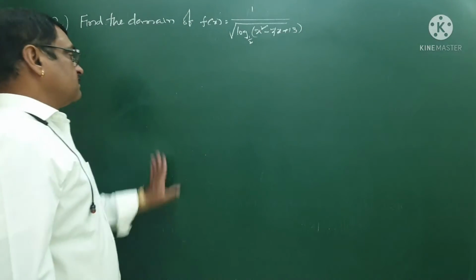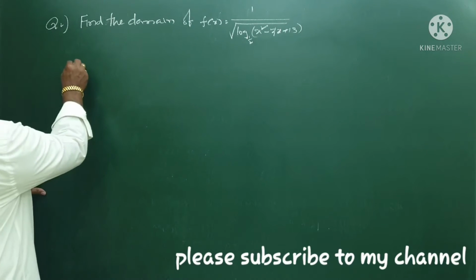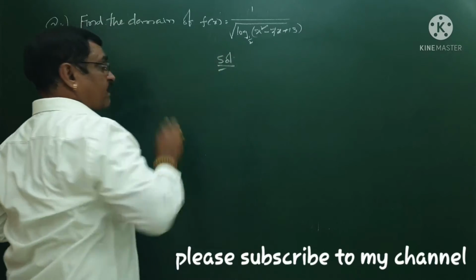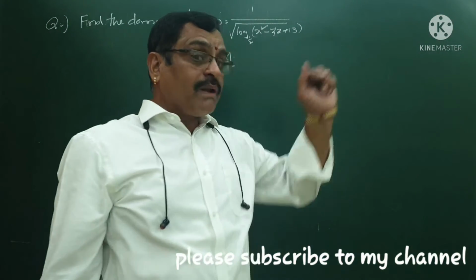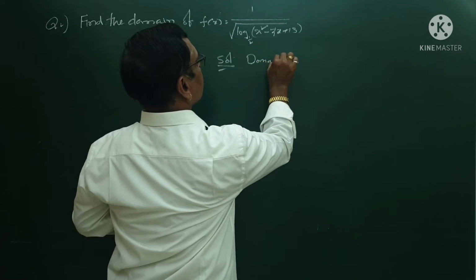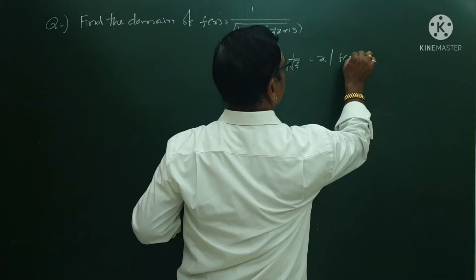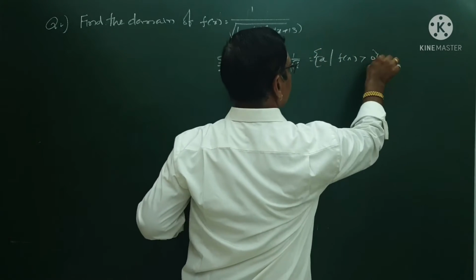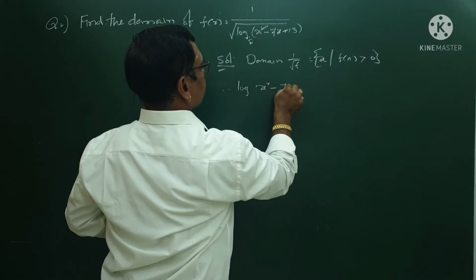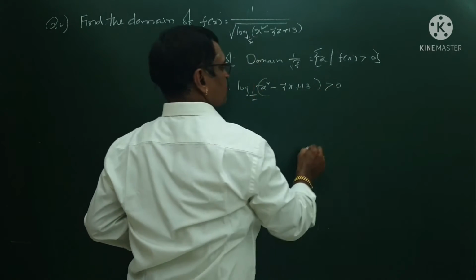Okay, now the domain depends on the working rule of the function. Here, solution. Number 1, this function is in the form of 1 by root f. So domain of 1 by root f is equal to x such that f of x is more than 0. This is number 1. Therefore we have log of x square minus 7x plus 13 base 1 by 2 is more than 0. Number 1.